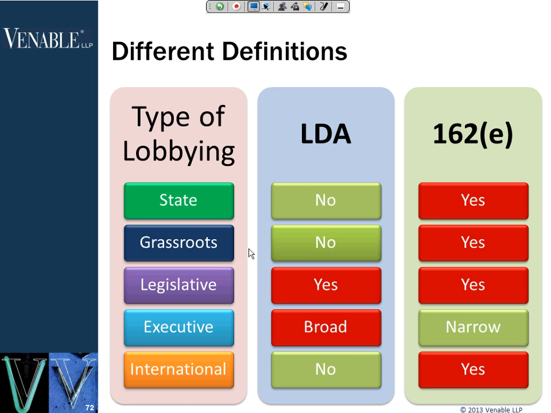Larry talked a little bit earlier about the kinds of activities that are considered lobbying under the Federal Lobbying Disclosure Act. Under the tax code, this is 162E, which is applicable to our particularly 501c6 organizations. There's another set of definitions that apply to our 501c3 organizations. But under the tax code 162E, you'll see that state-level lobbying, grassroots lobbying, international lobbying, those are all considered lobbying under the tax code, even though they're not considered lobbying under the Federal Lobbying Disclosure Act.